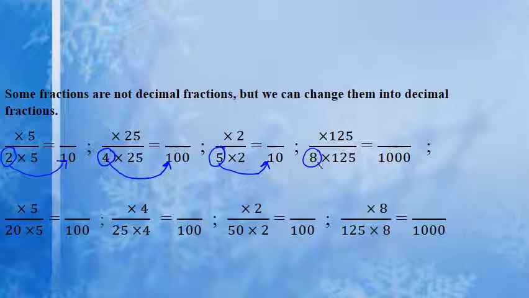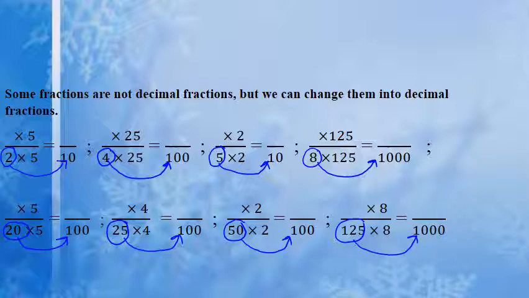Denominator 8, we multiply by 125, we get 1000. Denominator 20, we multiply by 5, we get 100. Denominator 25, we multiply by 4, we get 100. Denominator 50, we multiply by 2, we get 100. Denominator 125, you multiply by 8, we get 1000.